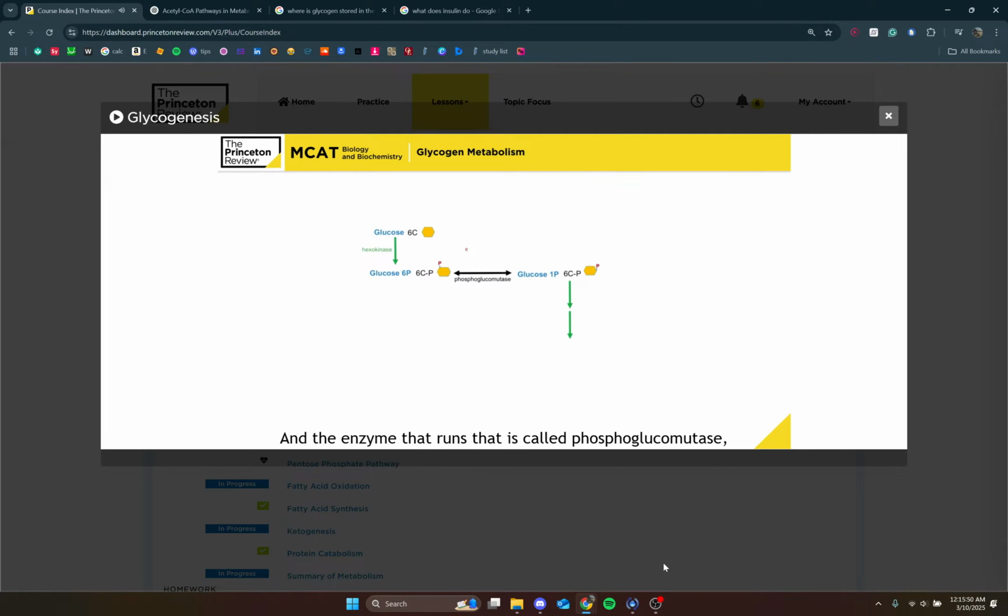And the enzyme that runs that is called phosphoglucomutase, mutating the position of a phosphate on glucose, thus the glucomutase. And then in a couple of steps, we're going to take that phosphorylated glucose to glucose 1-phosphate and attach it to our glycogen polymer. The enzyme that primarily runs that is glycogen synthase, and we can see our new glucose added here to the polymer.